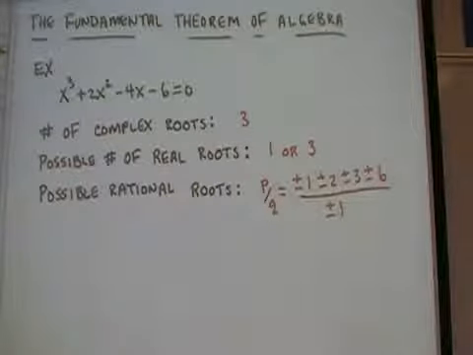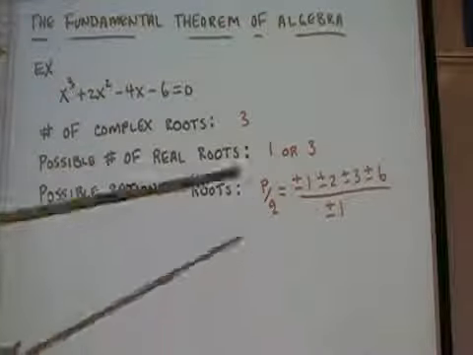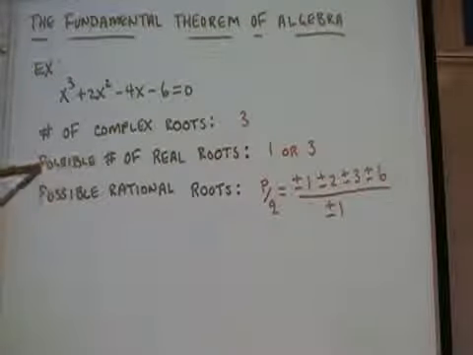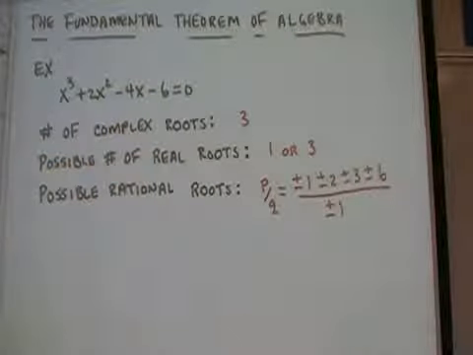Number of complex roots, you just look at the degree. You know there are 3 roots. Agreed? Because it's a cubic function. Possible rational roots, you do the P over Q test. So the factors of 6 are plus minus 1, plus minus 2, plus minus 3, and plus minus 6, all divided by Q, which is the factors of the leading coefficient, which is plus minus 1. So those are my possible rational roots. And the only new part to the fundamental theorem of algebra is the possible number of real roots.